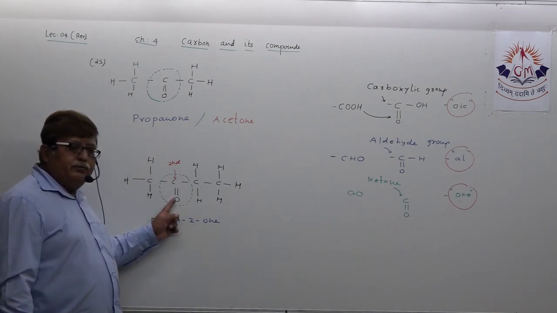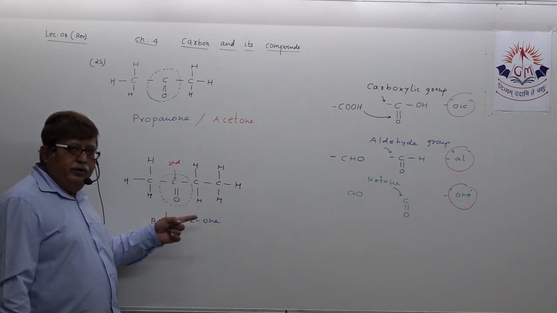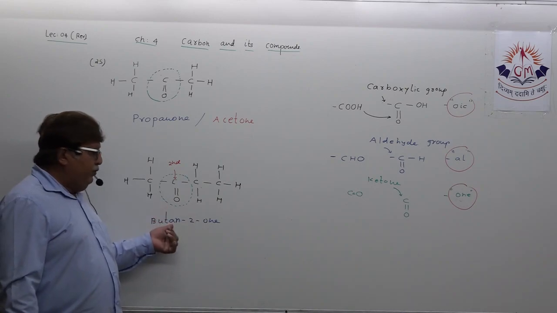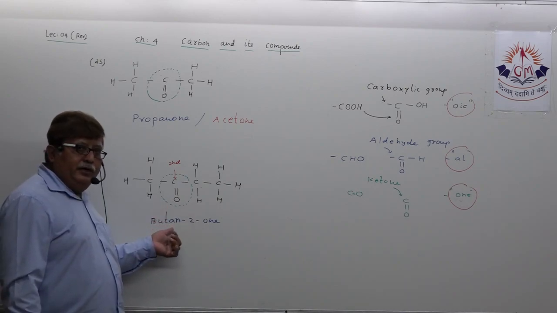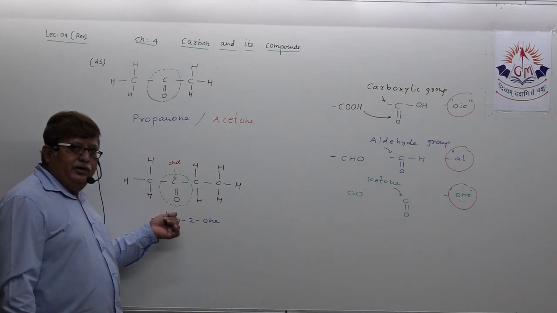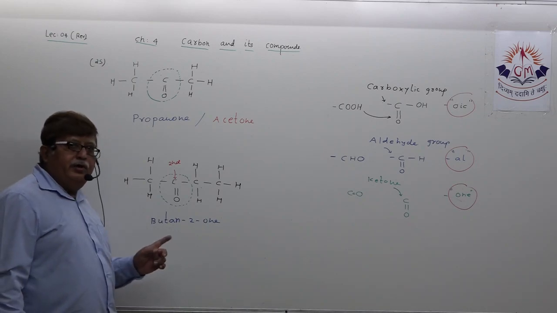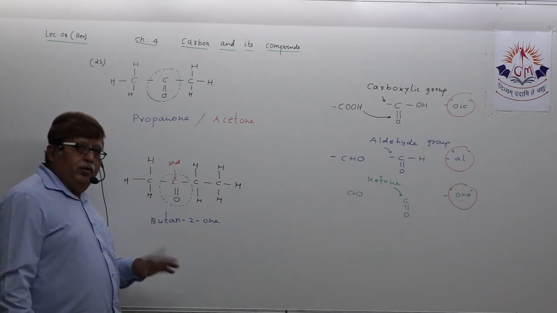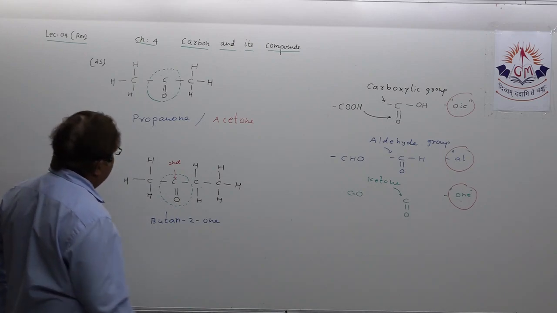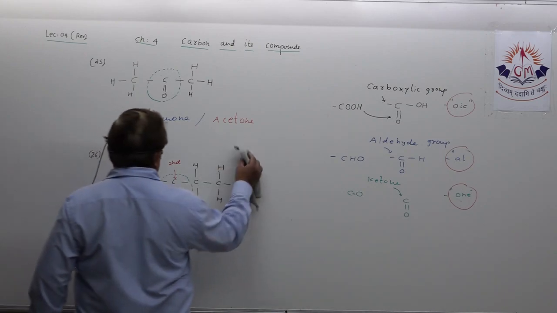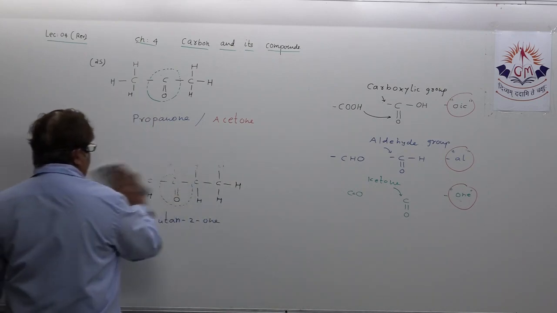Presence of the C=O ketone group means the suffix is -one, but at the same time, there are 4 carbon atoms and the C=O group is present on the second one, so it has been named butane-2-one. Okay, let us discuss compound number 27.